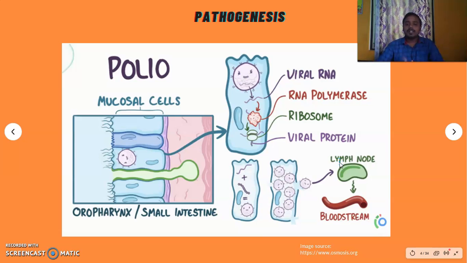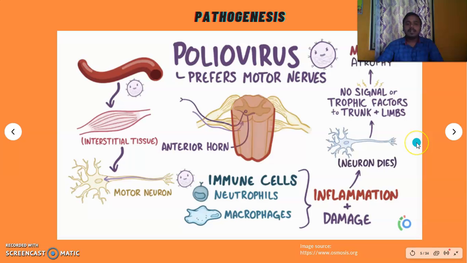Slowly it starts spreading to the neighboring cells and makes huge copies of the viral RNA of poliovirus. Now all these newly duplicated polioviruses will enter the lymph node. We have already studied this lymph node in the lymphatic system. Once it reaches the lymph node, from there it enters the bloodstream of the person. Then from the bloodstream it reaches the interstitial tissues, from where it targets the motor neuron. This motor neuron connects to the spinal cord of the person.